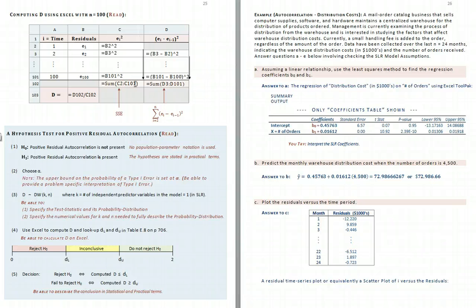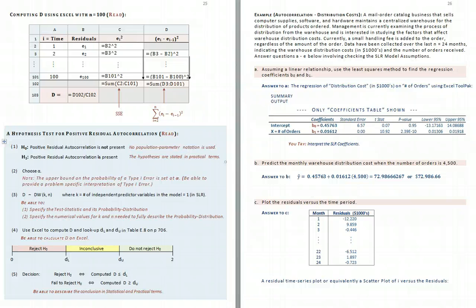When data is collected in a time sequence, the simple linear regression model assumption of independence must be evaluated. Two items are required. One, a time series plot of the regression residuals, and two, a 5-step hypothesis test for positive autocorrelation. The hypothesis test is needed because the simple linear regression statistics we'll use later are not robust to violations of the assumption of independence. All 5 steps of this hypothesis test are required when writing up the module homework.